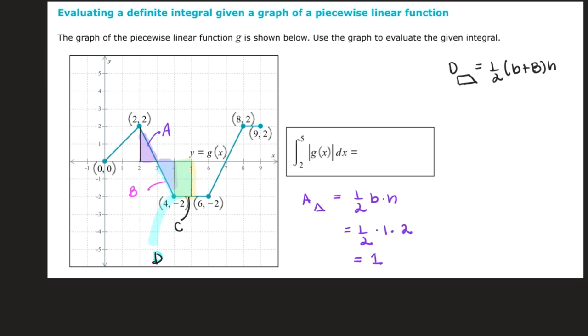So it's equal to 1/2 the little base, which is 1, plus the big base, which is 2, times the height, which is 2. So I can cancel the 2, and 1 plus 2 is 3. So the definite integral, because of those absolute value bars, is going to be equal to the sum of those 2 areas, because the areas are given by positive values. And so we have A plus D, which is equal to 1 plus 3, which is equal to 4.